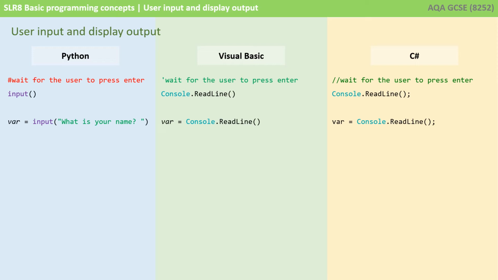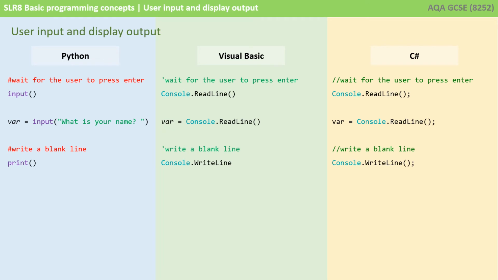This is typically more useful. So it's the idea that we can provide a prompt and the user can enter some contents, and those contents then get stored or assigned into a variable on the left of your choice. Notice that in Python, we can actually add the prompt, what is your name? Whereas with Visual Basic and C#, we would have to have a separate output line first to display that prompt to the screen before using the read line command.